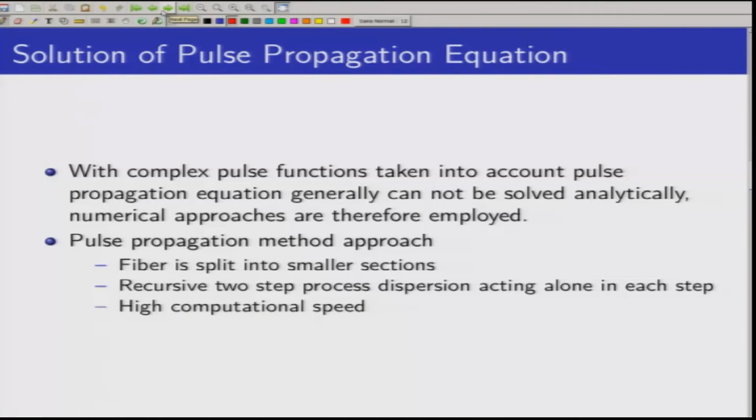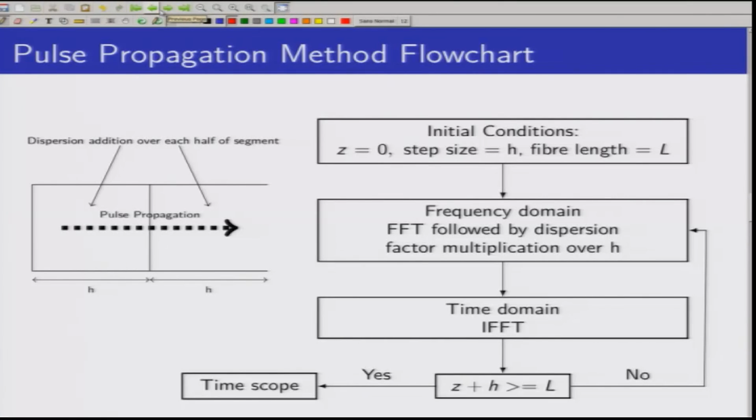What we do is we will split the fiber into smaller sections, and it will be a recursive two-step process where dispersion would act alone in each step. The advantage of using this approach is that we get good computational speed. So, we have prepared a flow chart. First we will focus on this figure. This is an optical fiber and the pulse is propagating inside it, and we split the optical fiber into separate sections of each length h.